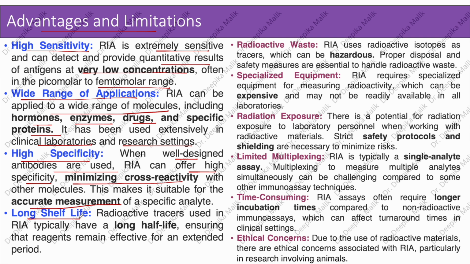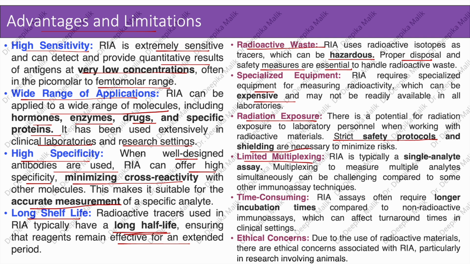Long shelf life. Radioactive tracers used in this technique typically have a long half-life, ensuring that reagents remain effective for an extended period. Limitations. Radioactive waste. This technique uses radioactive isotopes as tracers, which can be hazardous. Proper disposal and safety measures are essential to handle radioactive waste. Specialized equipment. RIA requires specialized equipment for measuring radioactivity, which can be expensive and may not be readily available in all laboratories. Radiation exposure. There is a potential for radiation exposure to laboratory personnel when working with radioactive materials. Strict safety protocols and shielding are necessary to minimize risk.